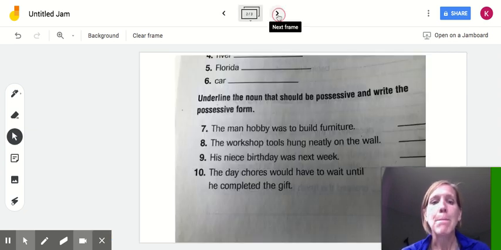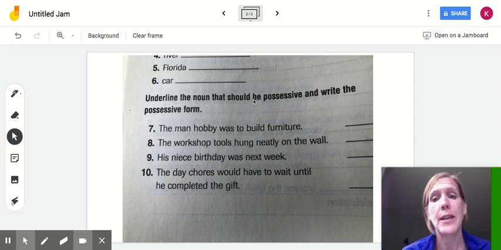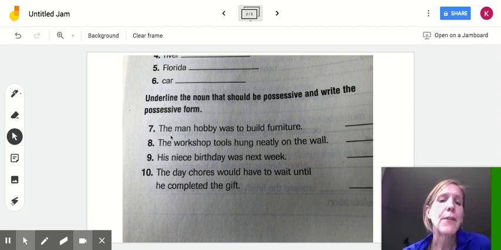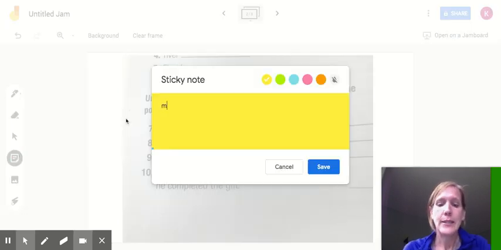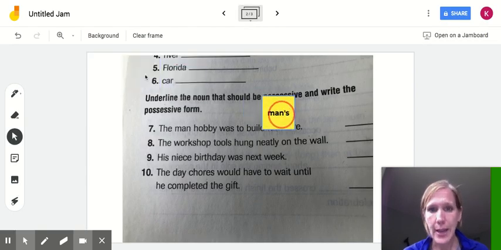Okay, on the bottom of that page, you need to underline the noun that should be possessive and then write the possessive form on this line over here. Okay, so we'll do one together. The man's hobby was to build furniture. That doesn't sound right, does it? Okay, so it would be the man's hobby. It's the hobby that belongs to the man. There's one man and he has a hobby. Okay, so we're going to write man's hobby instead of man. So it'd be man apostrophe S.